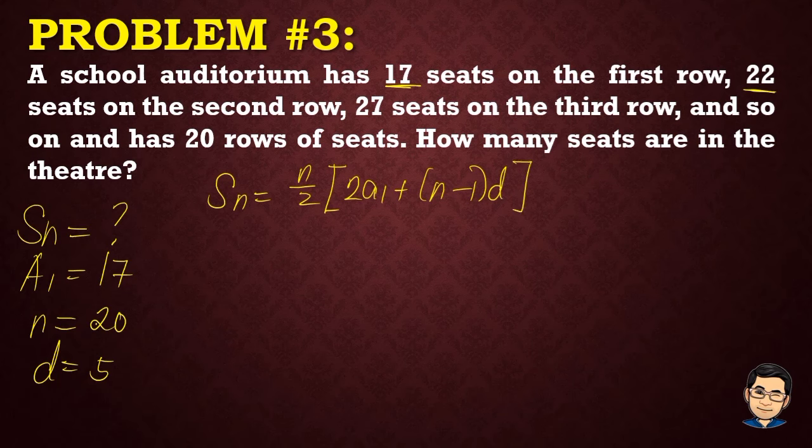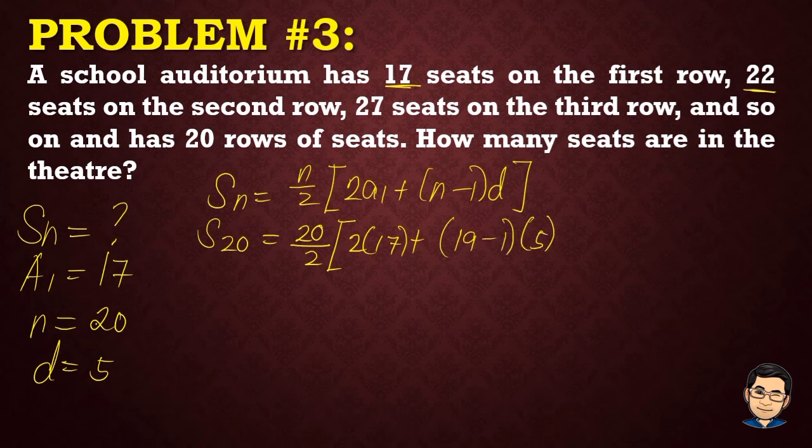So, ayan po, ang formula ng sum of the terms of an arithmetic sequence. We're looking for the sum of 20 terms. Okay, and then n, that is 20 over 2, and then 2 times the first term, that is 17, plus n is 19 minus 1, and then the common difference, 5.